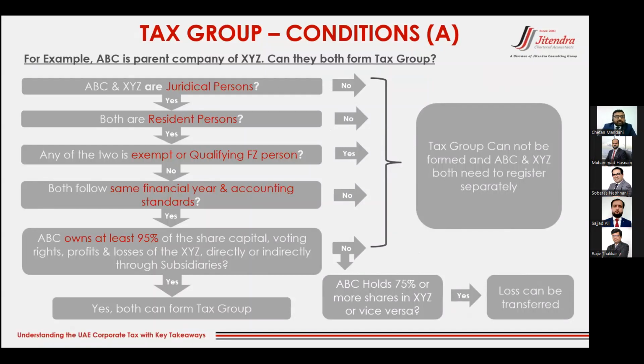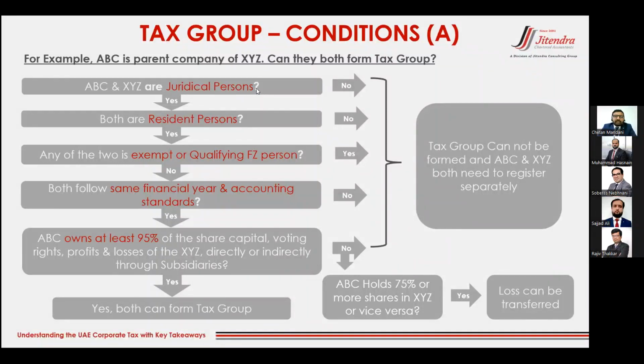So here we have two companies, ABC and XYZ. So here ABC is the parent company and XYZ is a subsidiary company. So there are certain conditions. So let's understand which are these conditions. So the first one is both the companies, both the persons should be juridical person. That means legal persons. So natural person cannot be a part of the tax group. So we will check whether the ABC and XYZ both are juridical persons. If yes, we need to check the another condition. And if no, they cannot form a tax group.